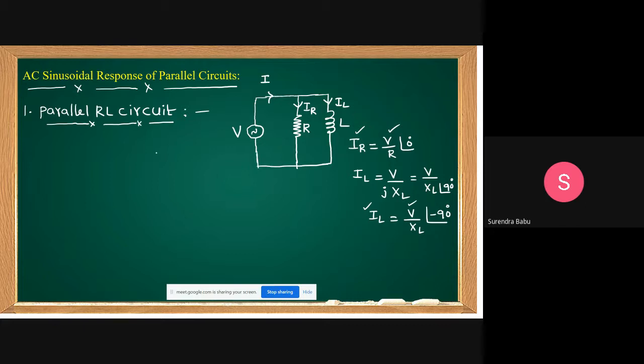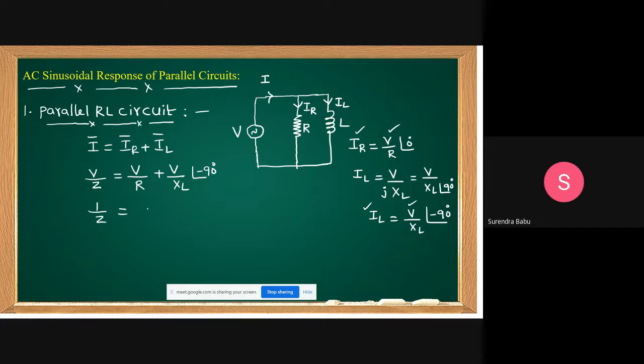Now, before that, I want to define what I is, students. I equals IR plus IL. It is not an arithmetic sum, it is a vector sum. Clear? Shall I write like this? I equals V by Z. IR is V by R. Voltage is constant; the voltage across this branch and across this branch is the same. And IL is V by XL at an angle of minus 90 degrees.